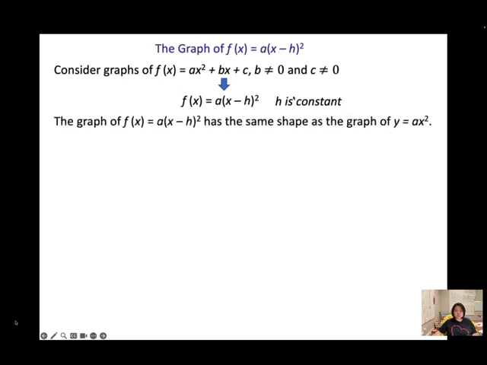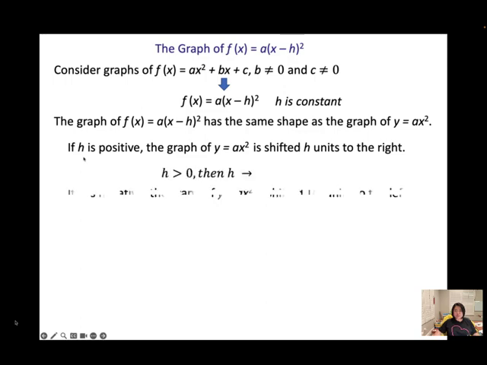For this function, they will have the same shape of graph as y equal to ax squared. And then when you see x minus h, when h is positive, you're going to shift the whole graph h units to the right. For example, when I have x minus 2, you're going to shift the whole graph to the right 2 units. But when your h is a negative number, for example, h is negative 3, so I'm going to get x plus 3 squared, then you're going to shift the graph 3 units to the left. Okay, you're going to shift to the left.